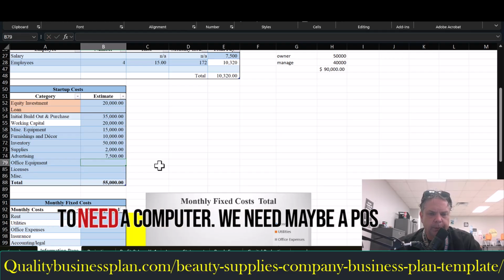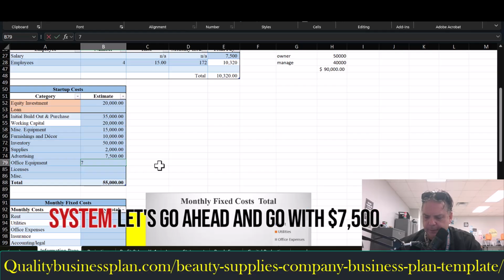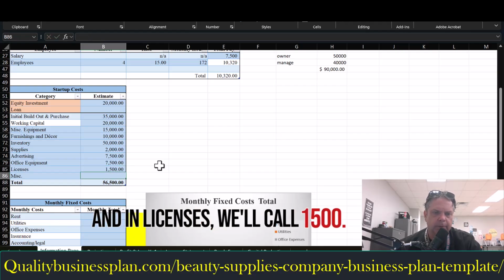Office equipment, we're going to need a computer. We need maybe a POS system. Let's go ahead and go with 7,500. And then licenses, we'll call 1,500.